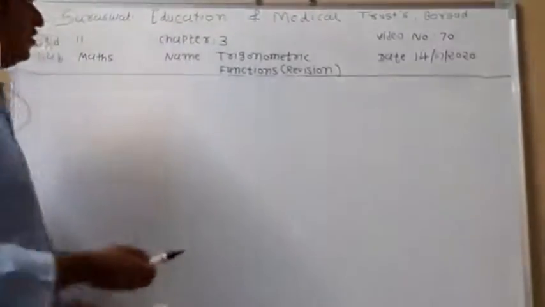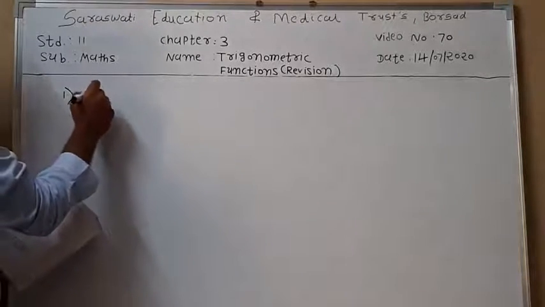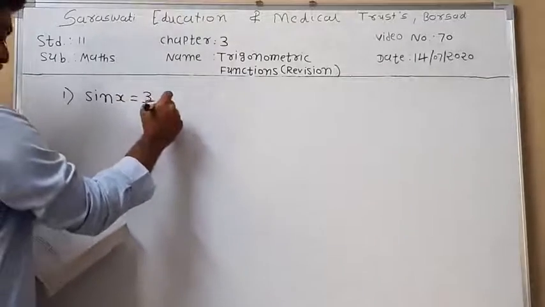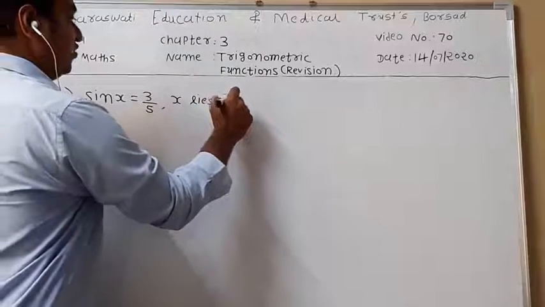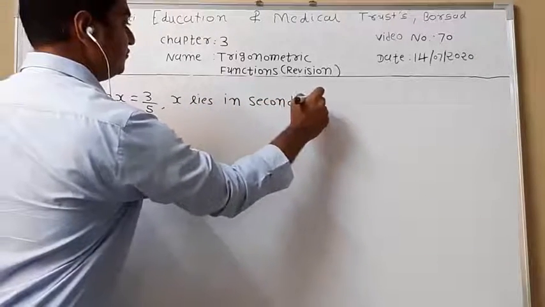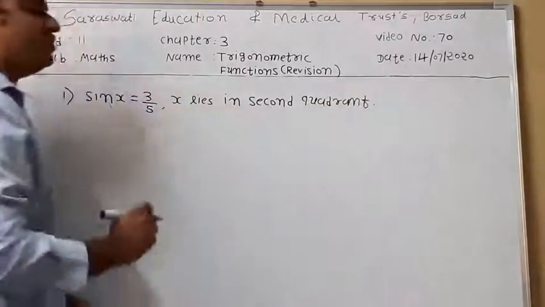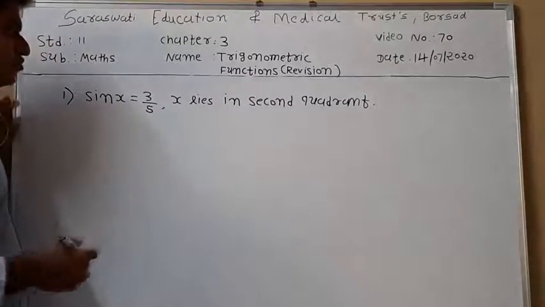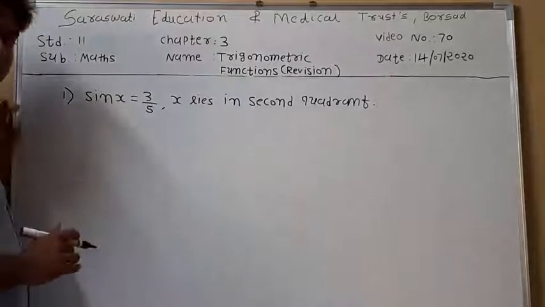Let's discuss some examples. First of all, sin x is equal to 3 upon 5, and x lies in the second quadrant. Our question is to find out the remaining five trigonometric functions, meaning find the remaining values of the trigonometric functions.